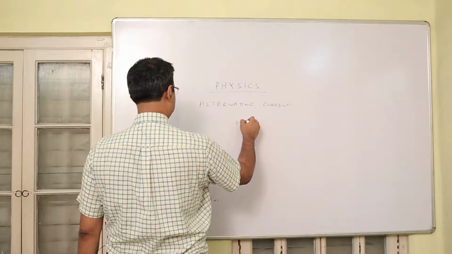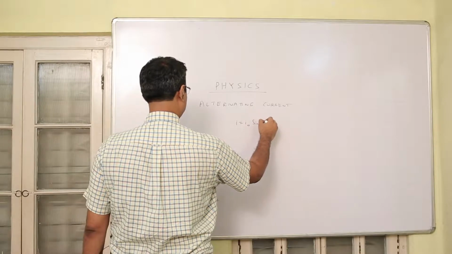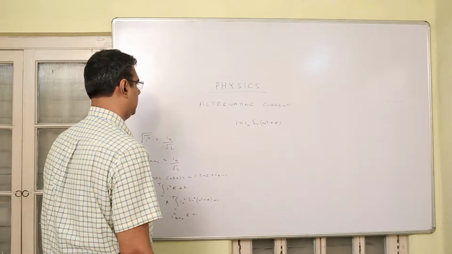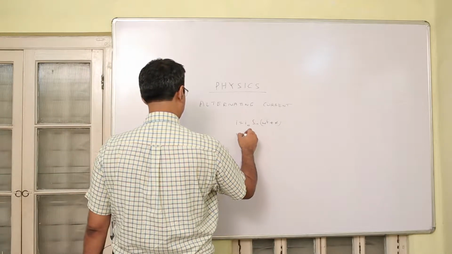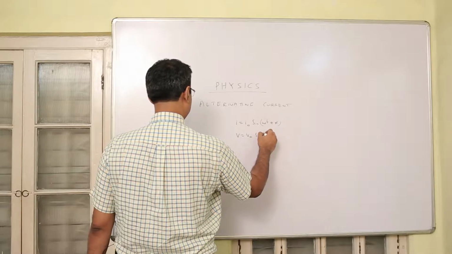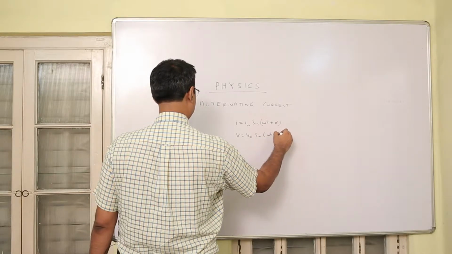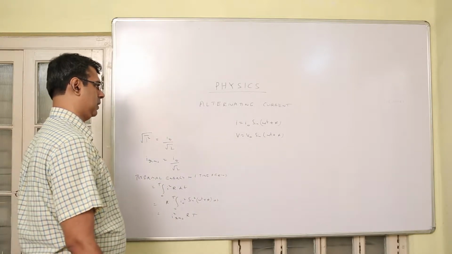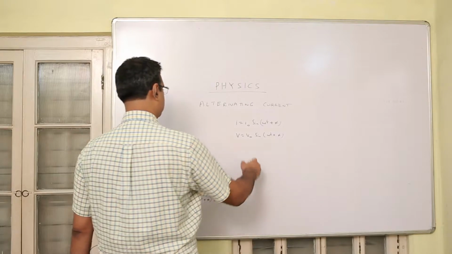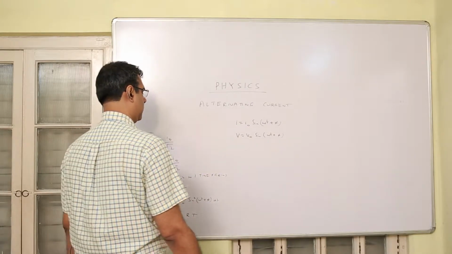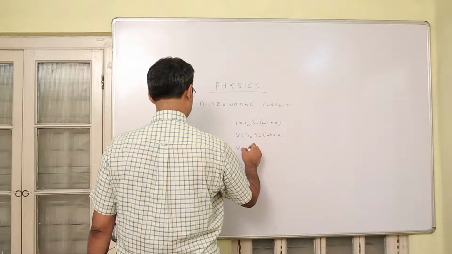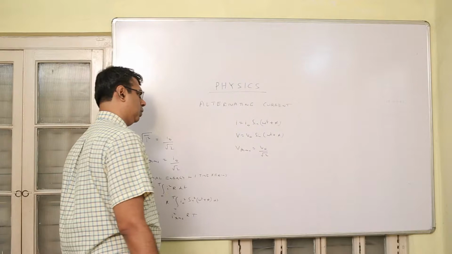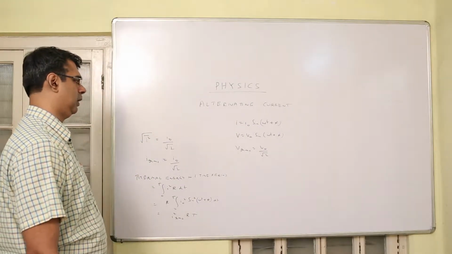Now, just like I is equal to I0 sine omega t plus phi, similarly we can have V equal to V0 sine omega t plus phi. So V0 is the peak voltage, and Vrms is equal to V0 by root 2, just like IRMS is I0 by root 2.